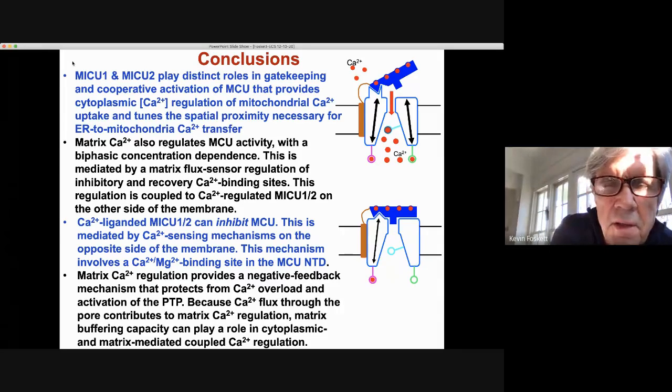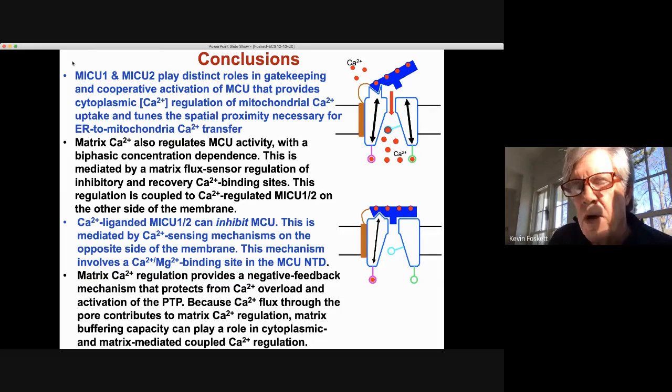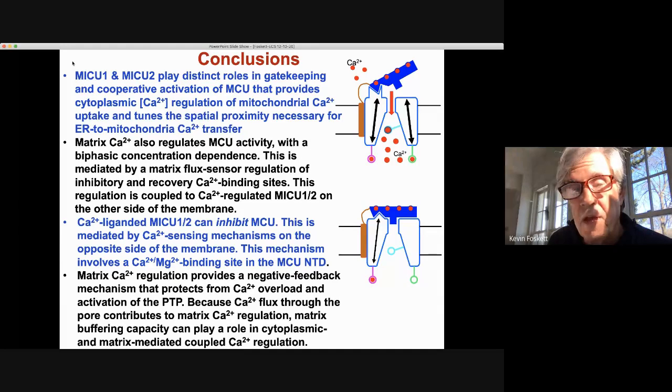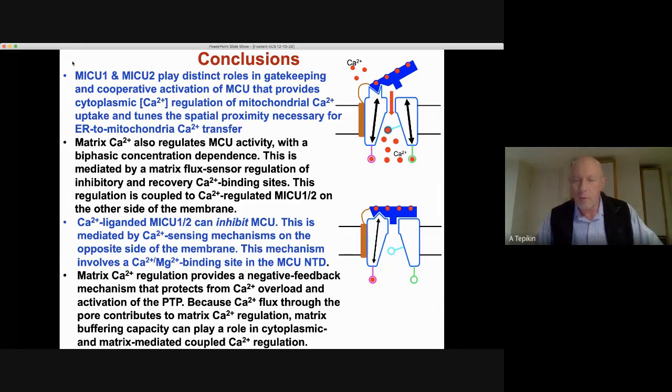I'm sorry, the question is, do I think cardiolipin may play a role in channel regulation? In calcium dependent effect on MCU. On the matrix calcium dependence? Well, I think that in this particular case, the question is calcium, but I presume that this is matrix calcium.